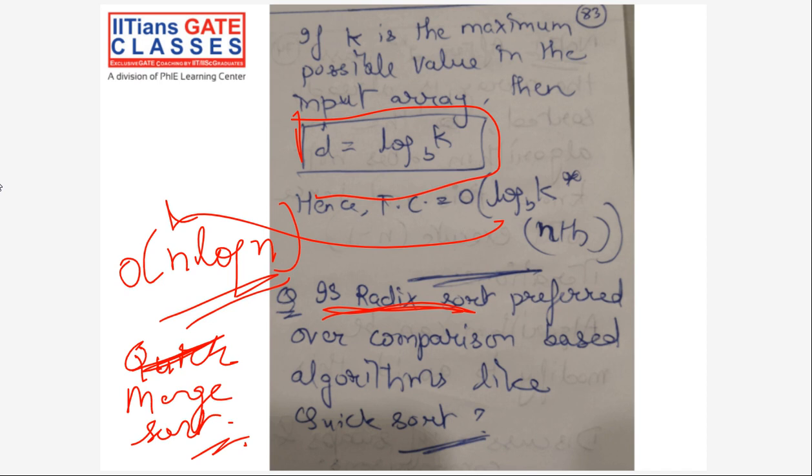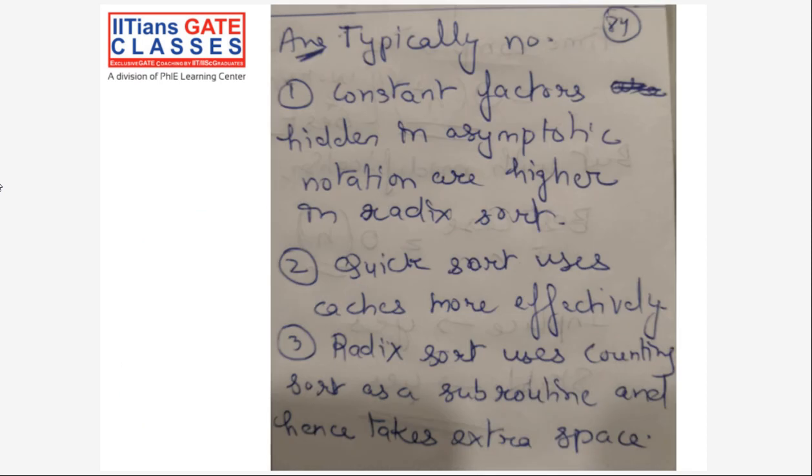Is this point clear to everyone? This is one reason why we don't use radix sort.